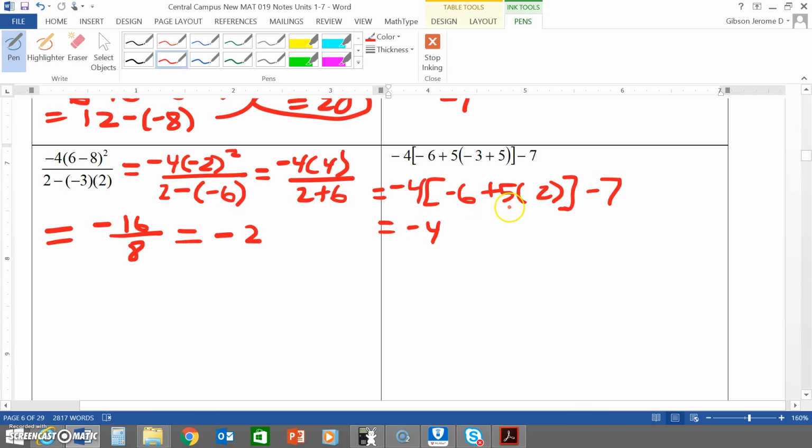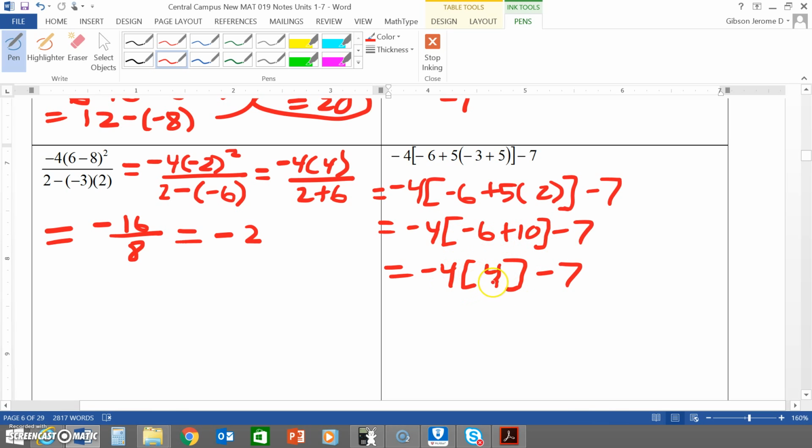So now inside this bracket, we have addition, and then we have these parentheses that are acting as a separator as multiplication. So we would do the multiplication first. So it'd be negative 6, positive 5 times 2 is a positive 10. Now we add negative 4. Negative 6 plus 10 will give us positive 4. Now, we're done inside of the bracket.